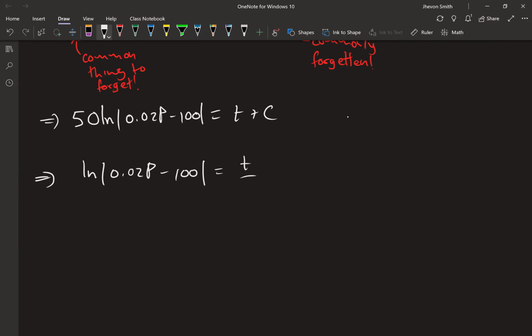So this is t over 50. Now, of course, c over 50 is just another constant. Leave it as plus c. Then I would exponentiate both sides. Now the e and the ln cancel on this side, so I have 0.02 p minus 100. What does the left side become? The right side, what does the right side become? Right, it's a constant times e to the t over 50.